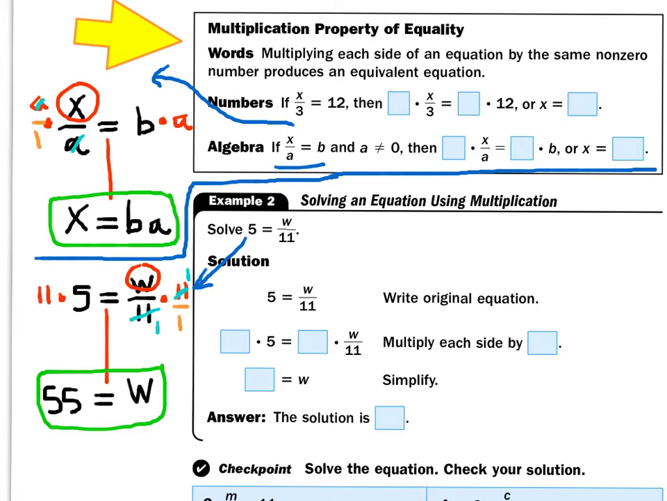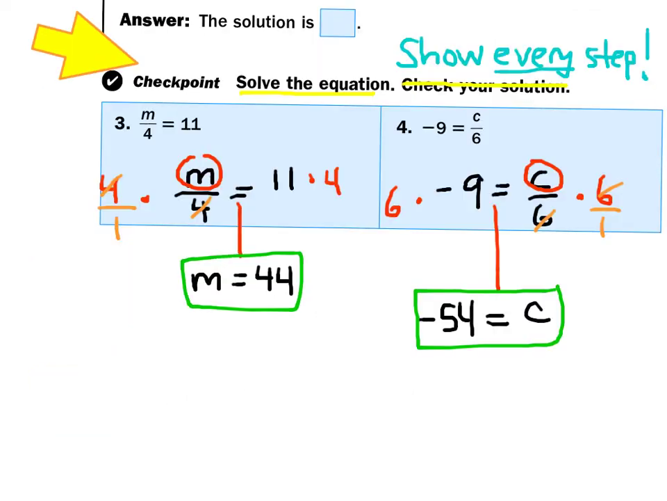Now over here, it's important that you see what happens. Multiplying by 11 means these 11s will cancel each other out to make that giant invisible 1 that we want in front of the variable. And then of course 11 times 5 gives us 55. So bring down the equal sign, bring down the w, and then just box your answer.